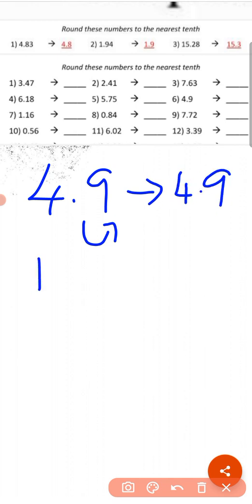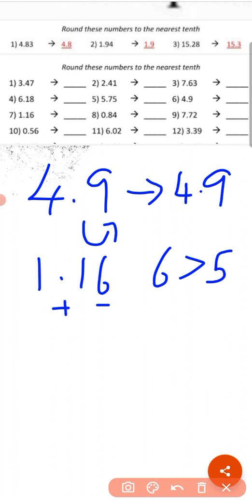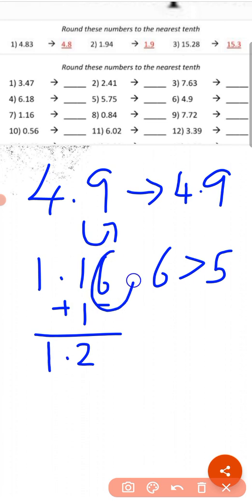Next is 1.16. Digit at the 100th place is 6. 6 is greater than 5. So add 1 to the 10th place. 1 plus 1, 2. 1.2 is our answer. Remove this 6. Okay.